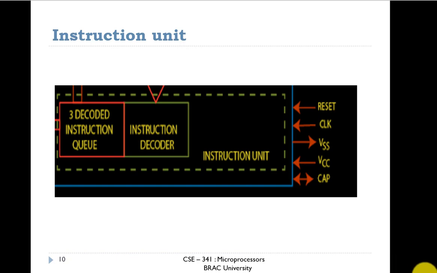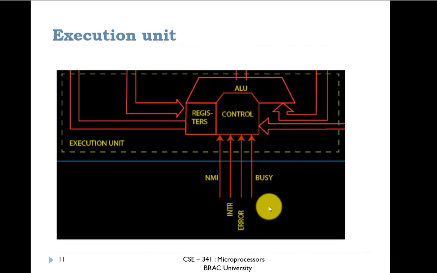Now let's see the execution unit. The execution unit is exactly the same as the execution unit of the 8086 microprocessor. This unit executes the instructions that it receives from the instruction unit. In real mode, this unit has the same set of registers as that of 8086 except one 16-bit register. As you can see here, there are mainly 3 blocks in the execution unit: ALU, general purpose registers, and control registers.